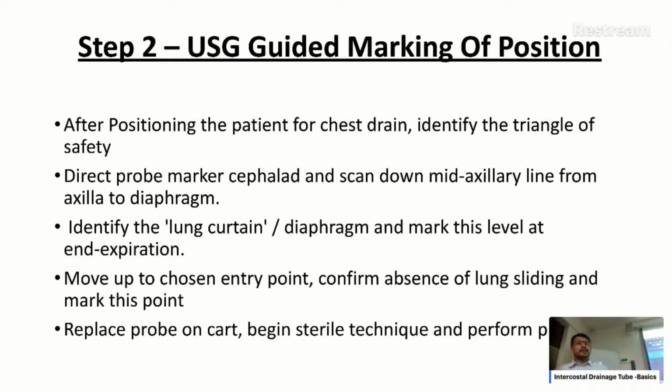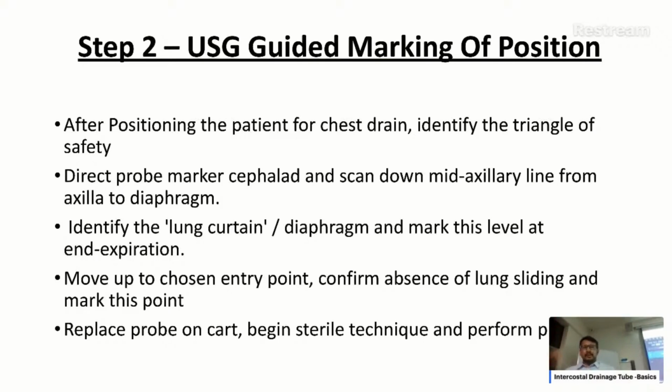Now, USG guided marking of the position. After positioning the patient for the chest drain, we have to identify the triangle of safety. The USG probe is taken cephalad and scanned down from the mid-axillary line, from the axilla to the diaphragm, and we have to identify the lung curtain. The lung curtain is basically the extent till the diaphragm moves, and we mark this level at end expiration.